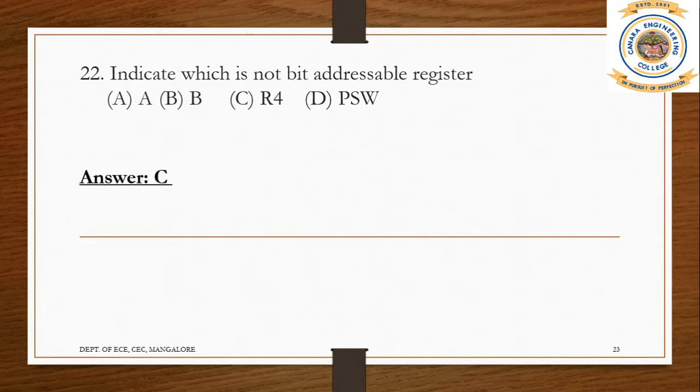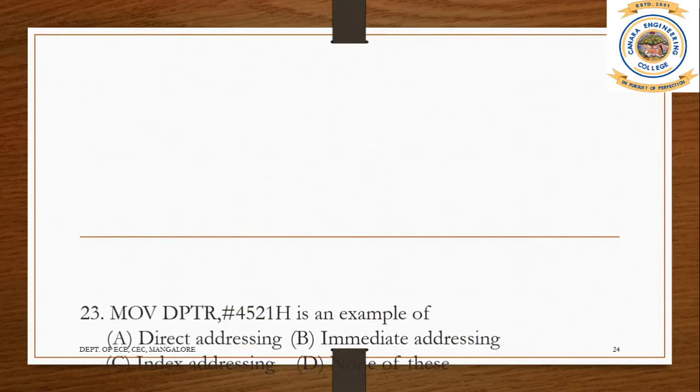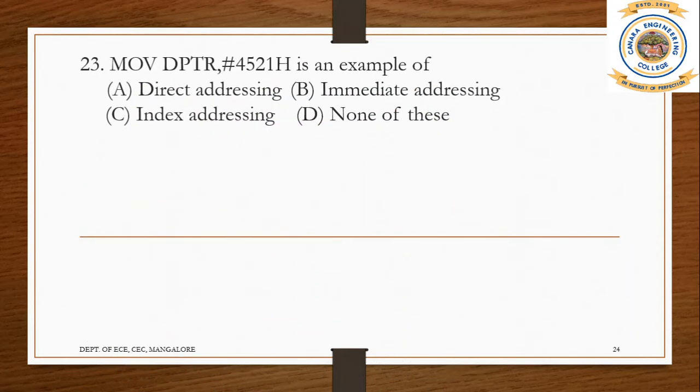That you have to remember, because in internal RAM structure, the initial 32 bytes, that is R0 to R7, 4 register banks, right? So that area is not bit addressable, it is byte addressable. You have to move the entire register together, like move A, R0, add A, R0. So entire 8 bit inside R0 will be moved or computed together. They cannot be separated bit by bit. So next question is, move DPTR, hash 4521H is an example of which addressing mode?